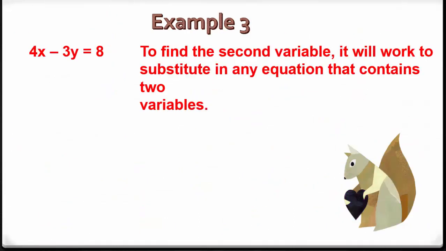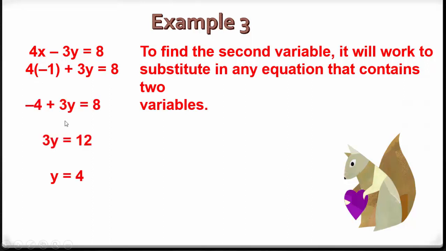To find the second variable, it will work to substitute in any equation that contains the two variables. So in this case, I will use the equation 4x minus 3y is equal to 8. I found previously that x is equal to negative 1, so I substituted in the x as negative 1, and then I solved for y in order to get y is equal to 4. Thus, the solution is negative 1, 4.